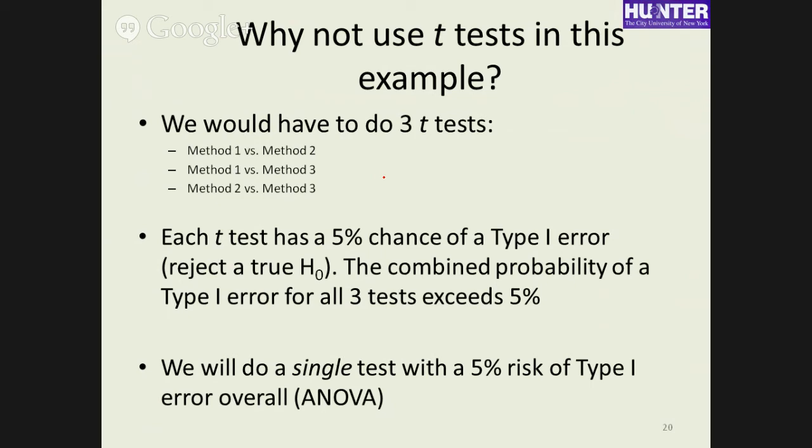So why not just do all of those pairs of tests, right? You could do it like this: method 1 versus 2, 1 versus 3, 2 versus 3. One reason not to do that is because the more tests you do, the more you tend to increase your type 1 error rate. If you don't control it in some way, then even under your true null hypothesis, you'll start becoming more likely to reject the null, just due to random sampling variation.